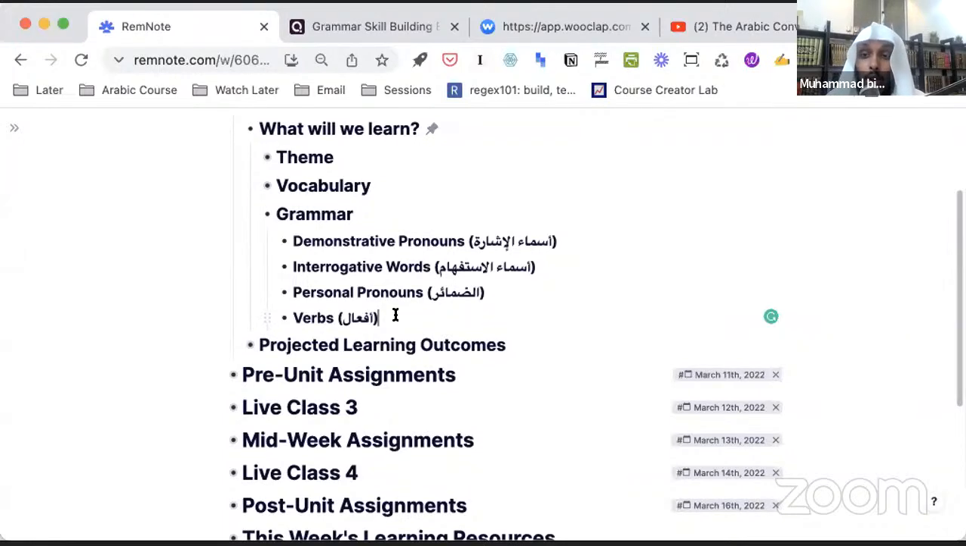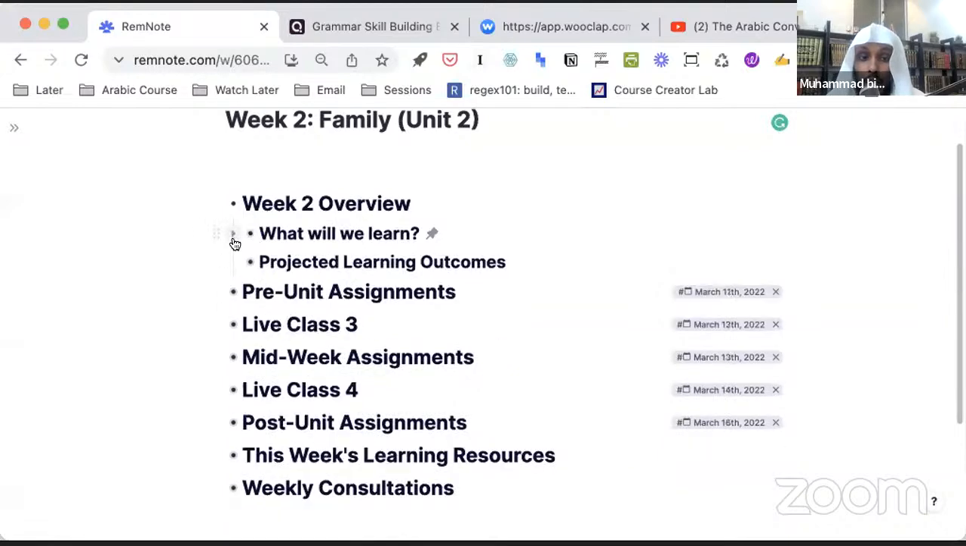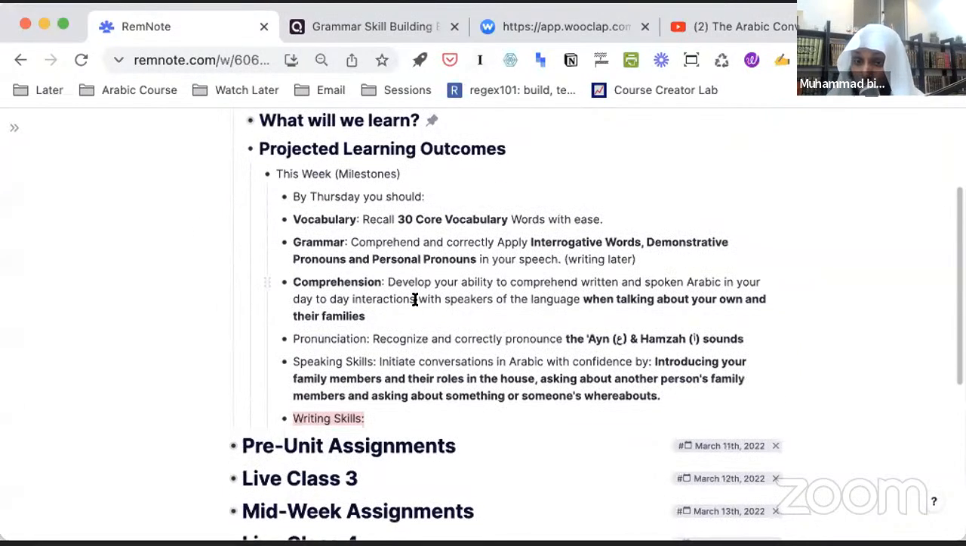Generally speaking, categories of speech. We are going to cover that, inshallah, towards the end when we talk about the grammar. The projected learning outcomes for this week, very quickly. You're going to learn 30 new core vocabulary words. If you increase by doing the supplementary vocabulary, it'll be 35, and you can also add the themed vocabulary to that. But the minimum that's expected from you is to know these 30 words.